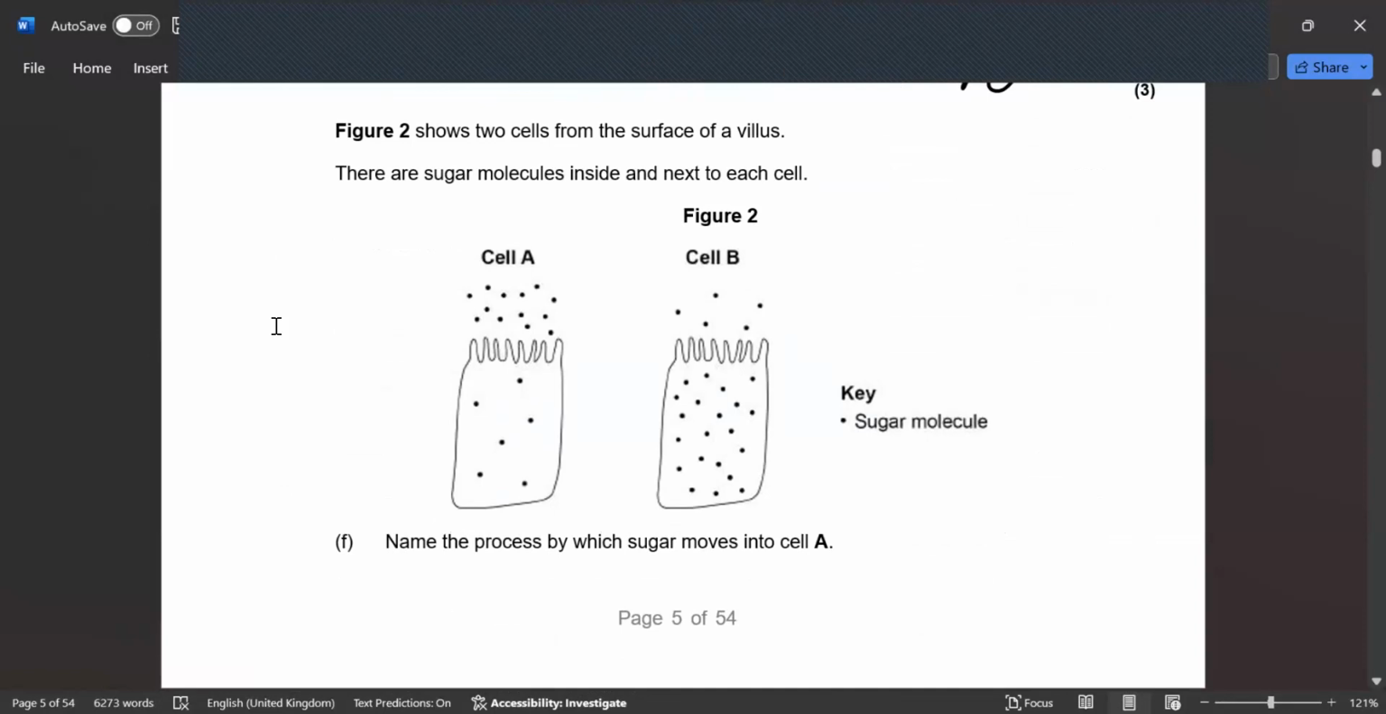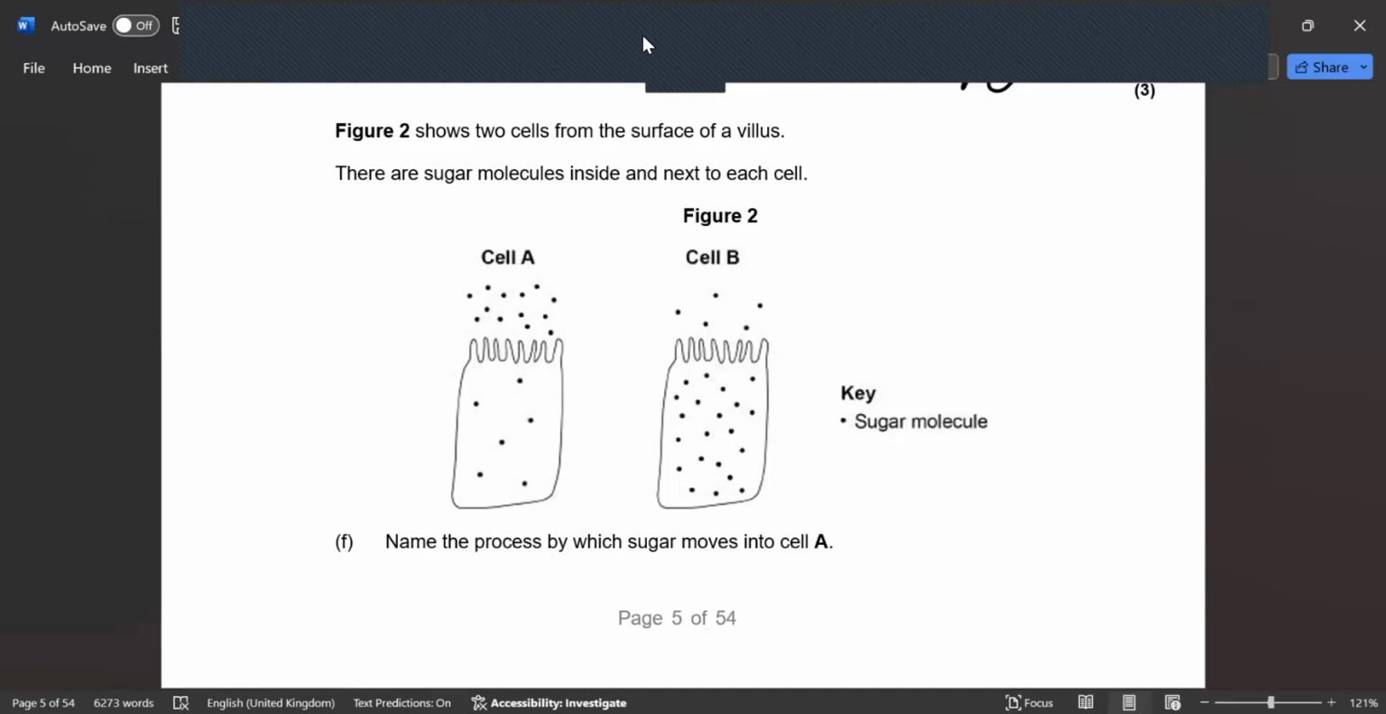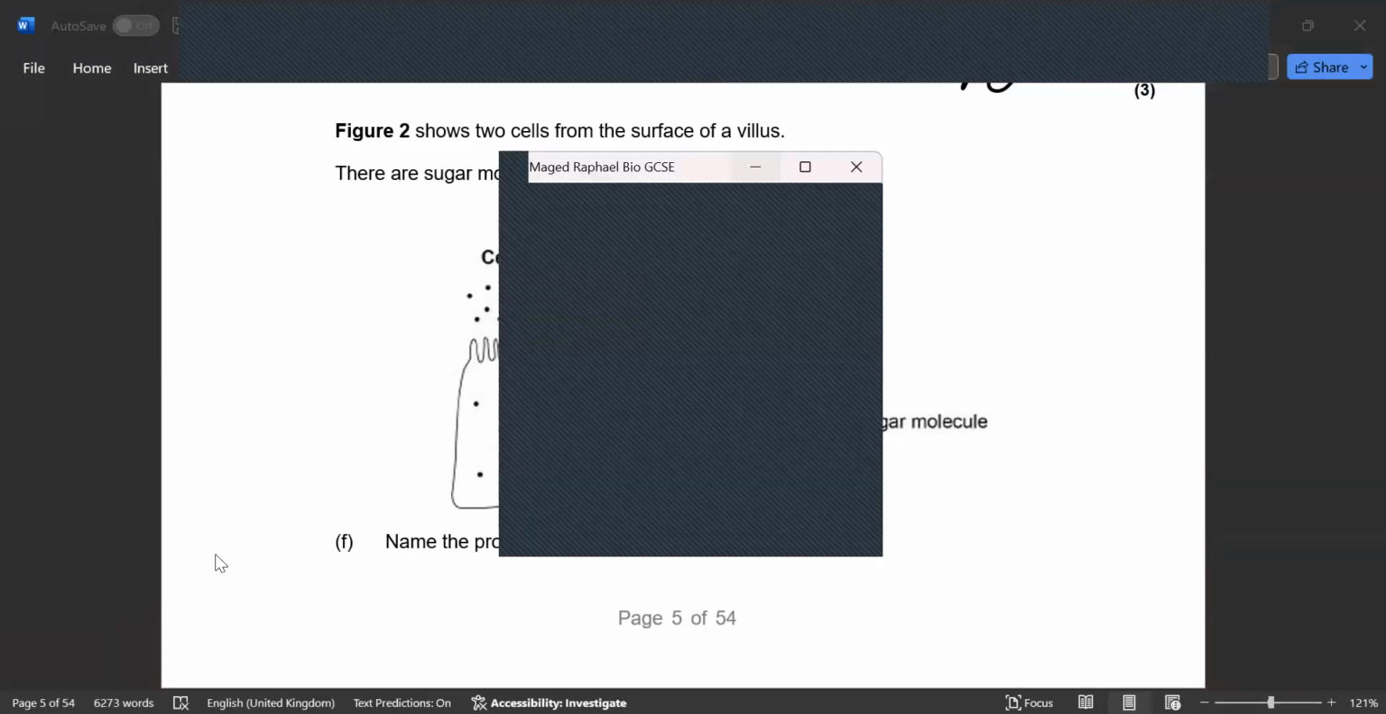Okay. Figure 2 shows two cells from the surface of a villus. There are sugar molecules inside and next to each cell. Name the process by which sugar moves into cell A. Sugar will move by a process called what? What is the name of the process? Diffusion. Perfect. Diffusion.